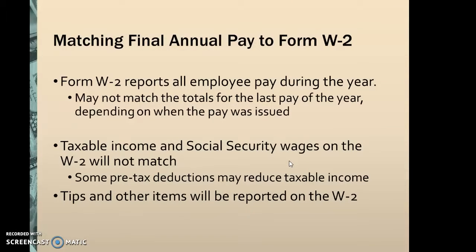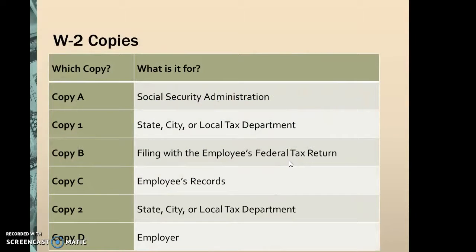W-2s are also covered in Chapter 5, which is on pages 166 and 167 in your book. As you know, we all get W-2s, which report all the employees' pay during the year. It may not match the totals from the last pay of the year, depending on when the pay was issued. Now, one thing to keep in mind is that the taxable income and Social Security wages on the W-2 will not match due to the pre-tax deductions, which may reduce the taxable income. So we do need to take that into consideration. All right, so this is covered on page 167 in your book.